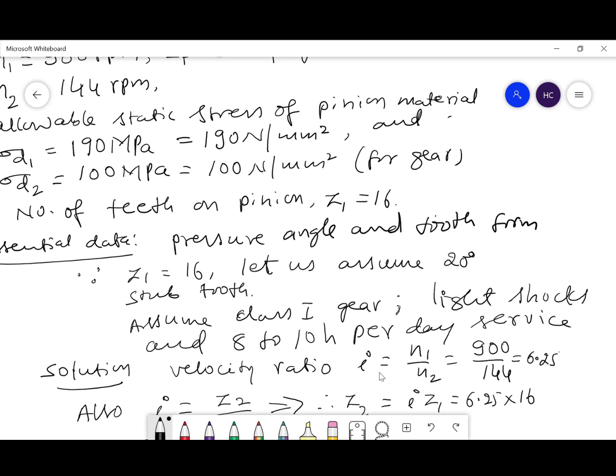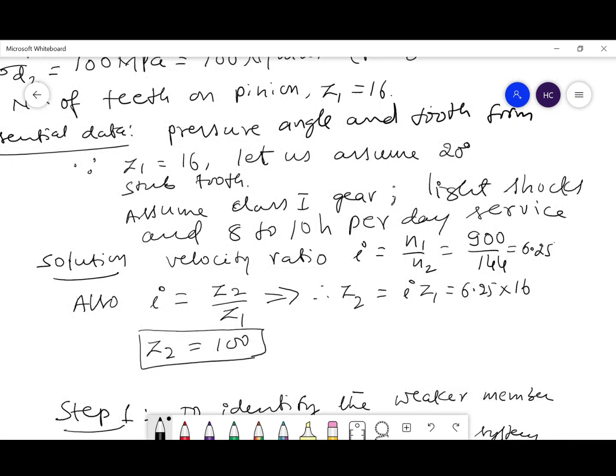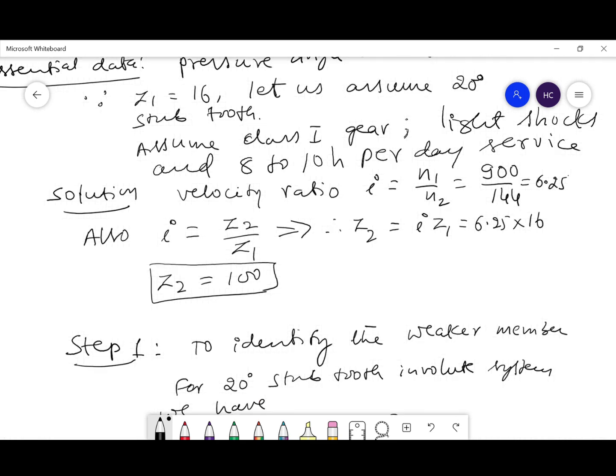Solution: velocity ratio i is equal to N1 by N2, that's equal to 900 by 144, gives us 6.25. Also we have velocity ratio i is equal to Z2 by Z1. Therefore, Z2, that is number of teeth on gear, is equal to i into Z1, that is 6.25 into 16, gives us 100.